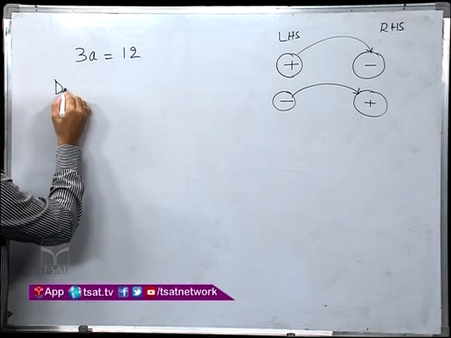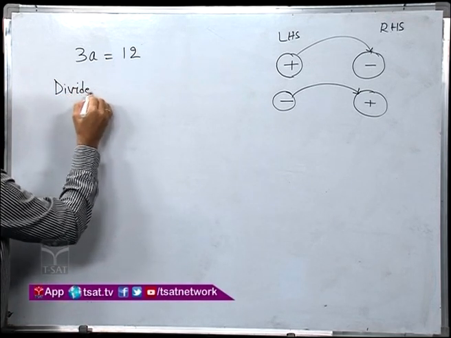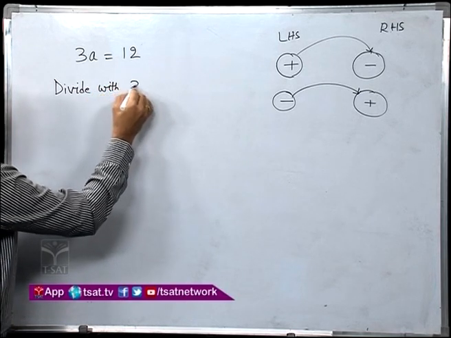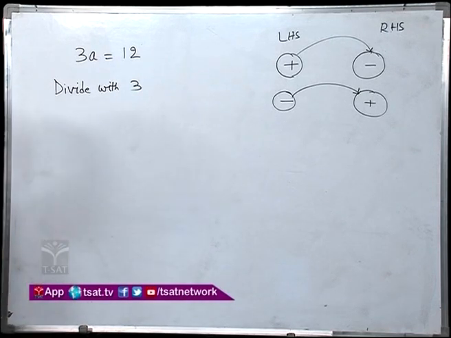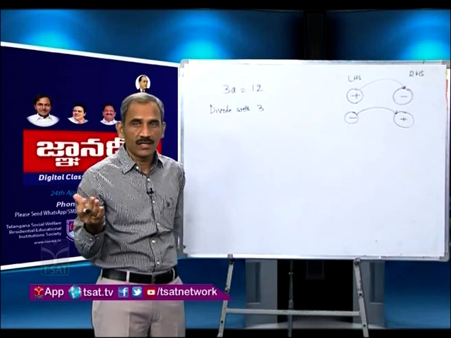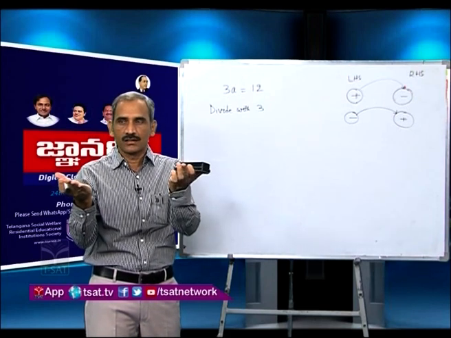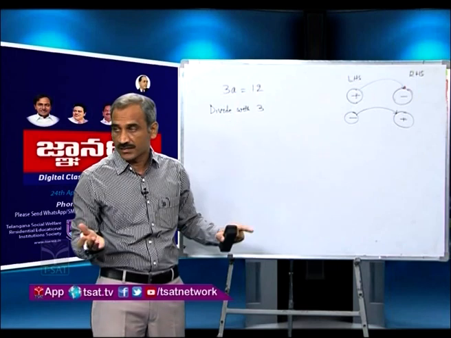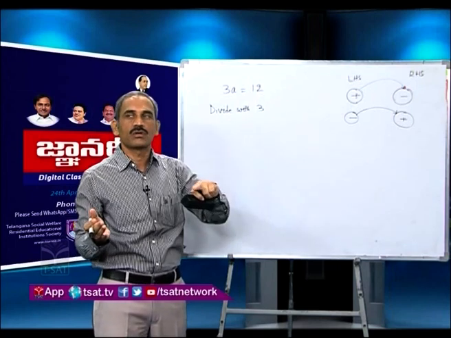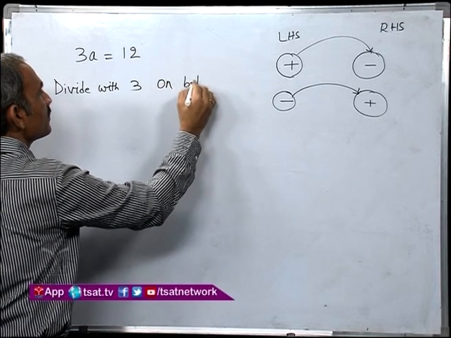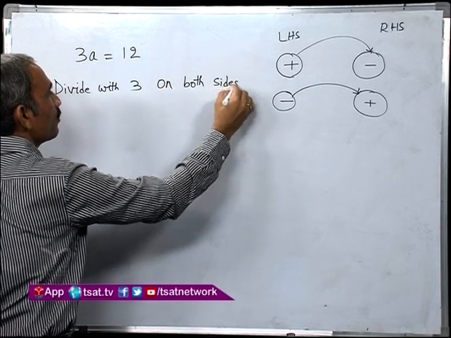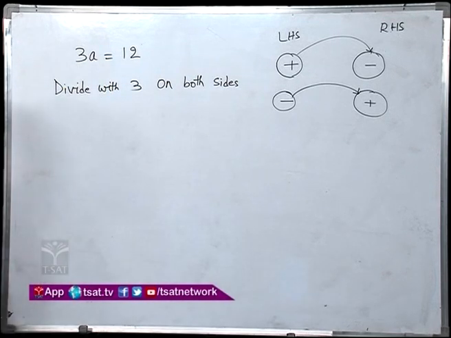Now apply the same. That means divide by 3. If you divide only on the LHS, will equality be maintained? No. So to maintain the equality, that means to maintain the balance, you must divide the RHS also by 3. That means divide by 3 on both sides. Whatever you are doing on one side, you must do the same with the other side, then only that equation holds good.